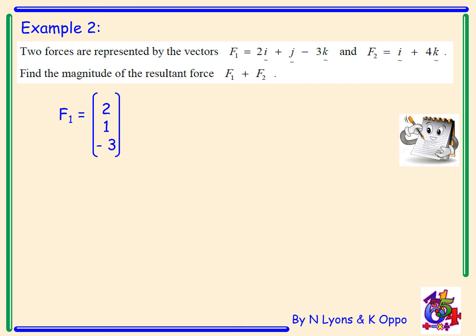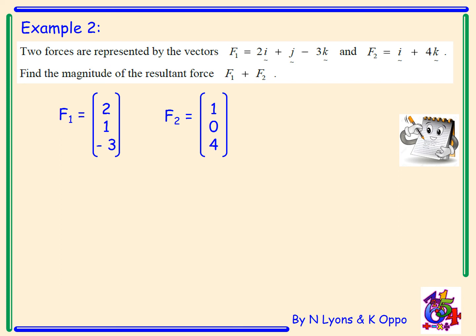So F1 equals, so why don't you put it into component form? F1 is the vector 2, 1, negative 3. Again, taking the numbers before i, j and k. F2 is the vector 1, 0, 4. Again, remember there's no j component, there's no y vector in the y direction, so it's 1, 0, 4.